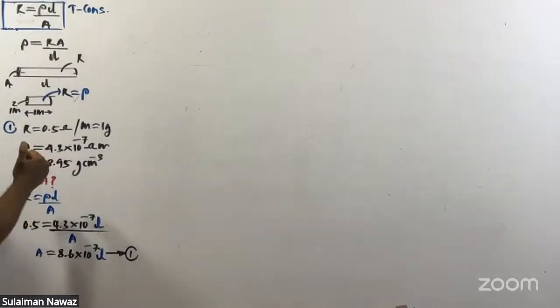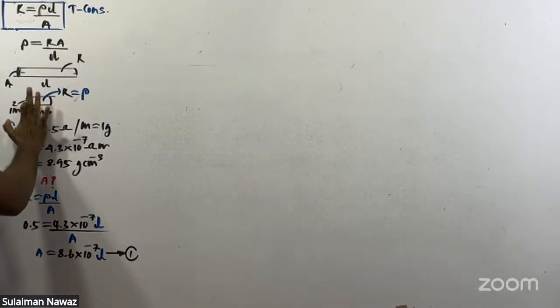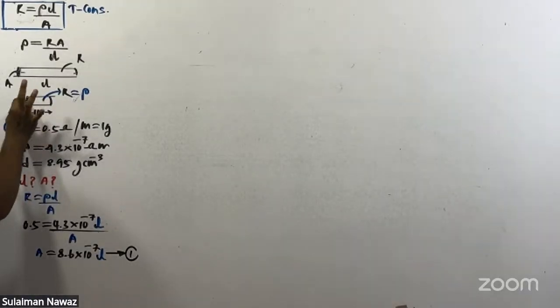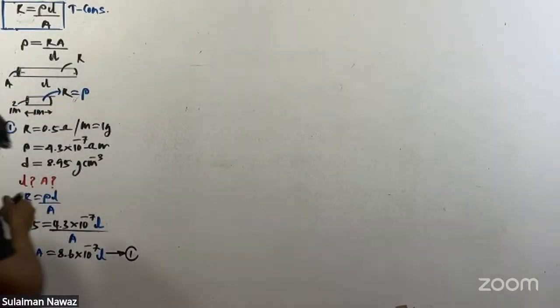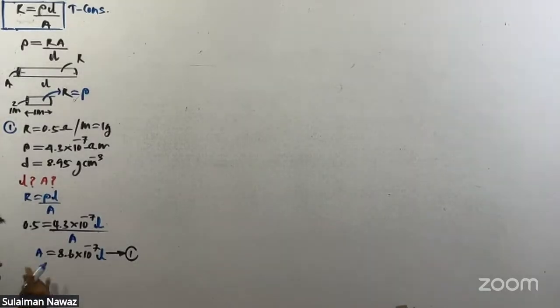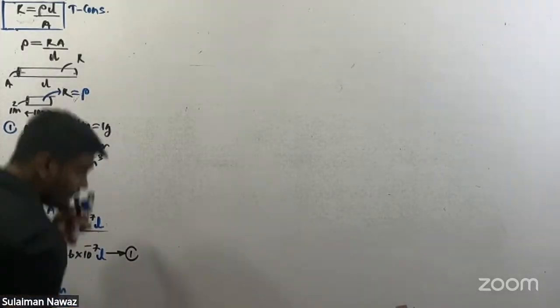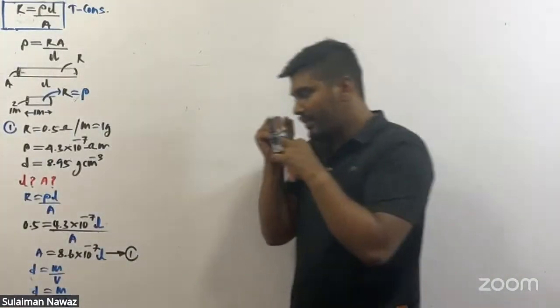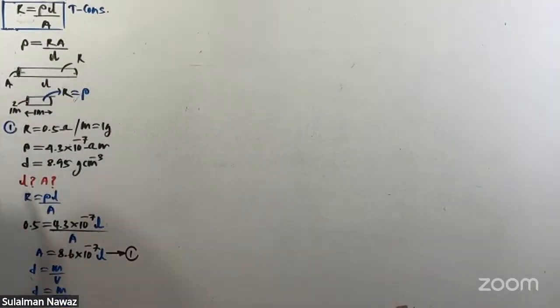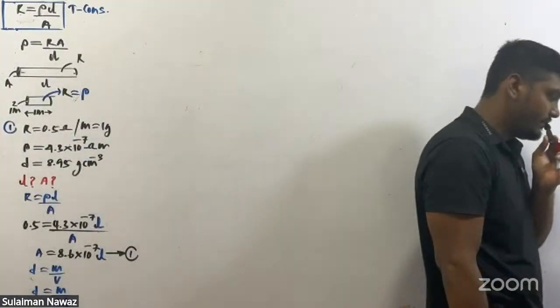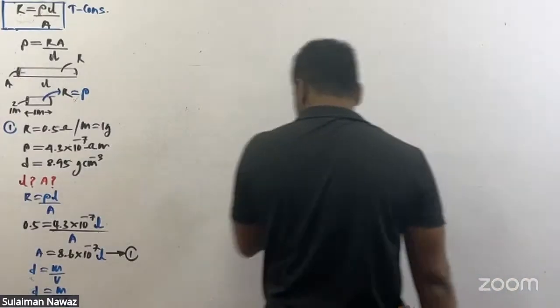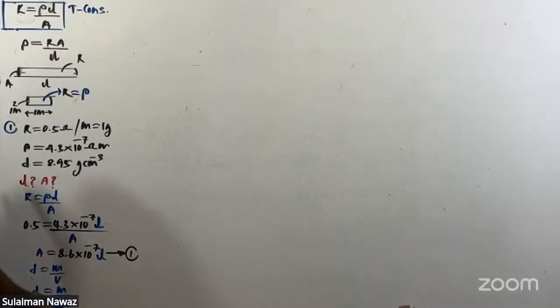Now we know that density is mass over volume. We can consider this wire as a cylindrical object, so the cross-sectional area into the length is the volume. Then I can write density D as mass over cross-sectional area into the length L. From this equation, we can obtain another relationship between capital A and L. I think you can see what I have written here: density must be equal to mass over cross-sectional area into the length.